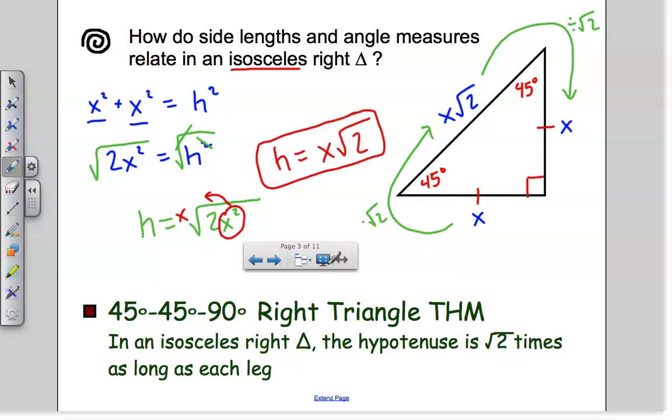If you want it in words, in the actual theorem here, for a 45, 45, 90 right triangle, they're saying in an isosceles right triangle, which is what a 45, 45, 90 is, right? It's an isosceles right triangle. The hypotenuse is just square root of 2 times as long as each of those legs. So you can write that theorem down if you want.